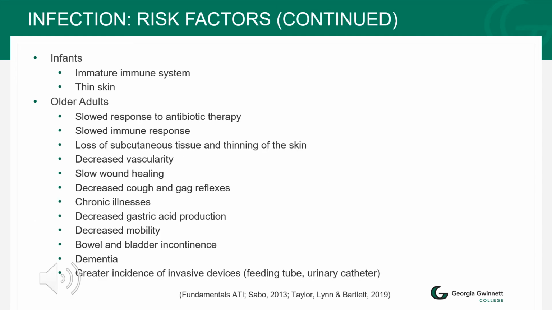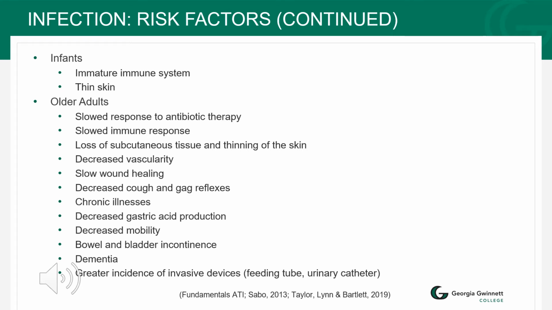The other risk factors I want you to be aware of are age, right? So the infants or newborns that have immature immune systems, thin skin, they are more at risk for infection. The older adult, and when I say older adults through this PowerPoint or through the course, we're talking people 65 and older. So we used to call them elderly, but now we call them older adults. And I am appreciative of that. I'm not anywhere near that, but the elderly sounds kind of derogatory.